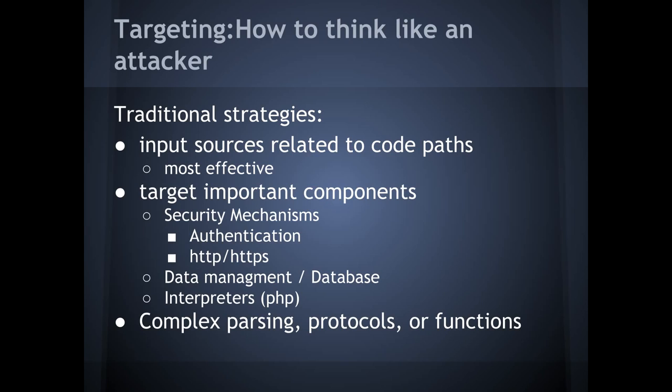Also, target important components, and that requires understanding the architecture. So perhaps there's a database, and you might be able to do meta-character injection, perhaps pull off some SQL injection at the end. And then I've always found that the more complex the thing, the more likely it is to be implemented wrong. So things that are complex to parse, or very complex protocols or functions, usually are more rewarding to look at when finding vulnerabilities.